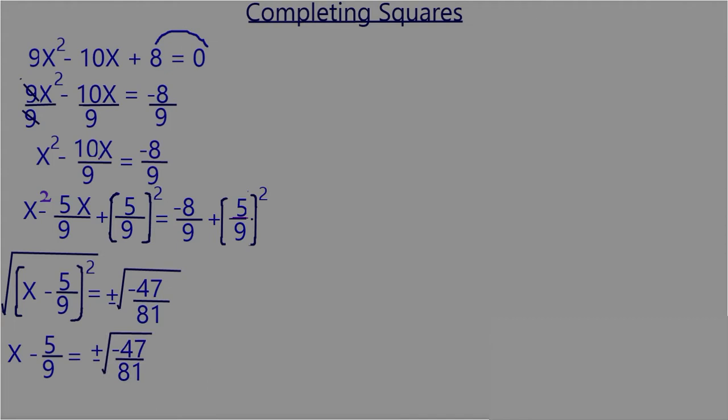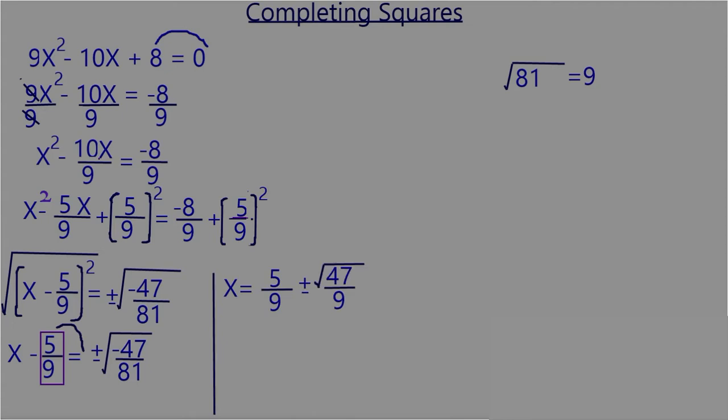We need to get rid of the 5 over 9 by moving it over to the right-hand side, leaving only x on one side. -47 is not a perfectly squared number, so we can just leave it as it is. The square root of 81 is 9, so that's simplified to the square root of -47 over 9 to the right. Because both denominators are 9, we can write 5 plus or minus the square root of 47 over 9.